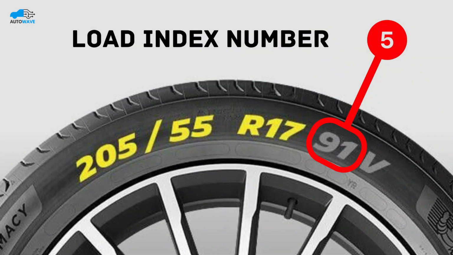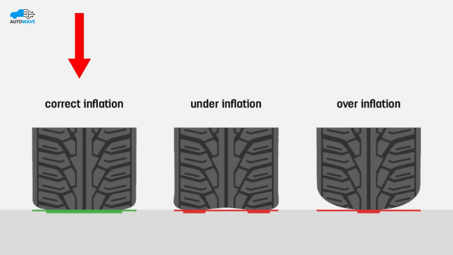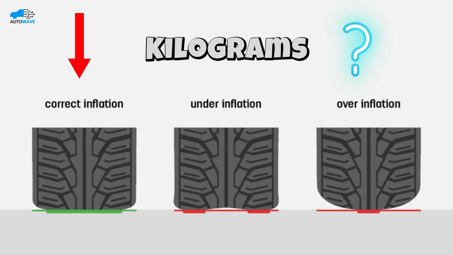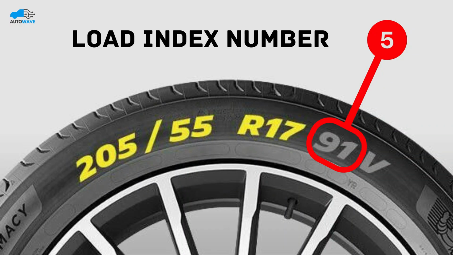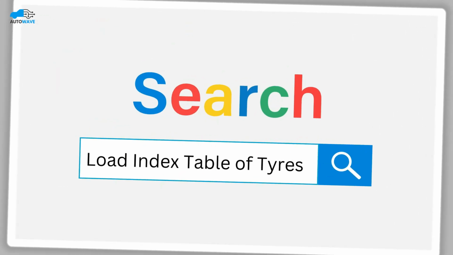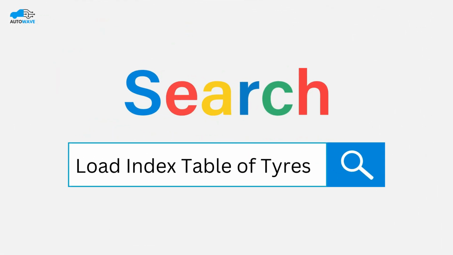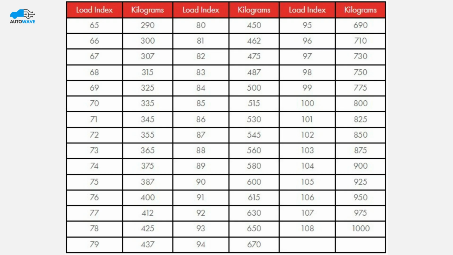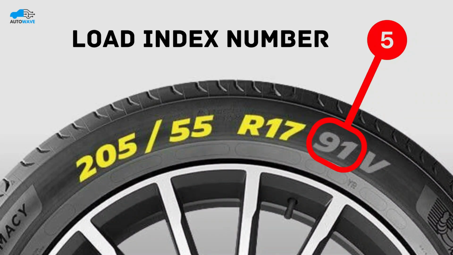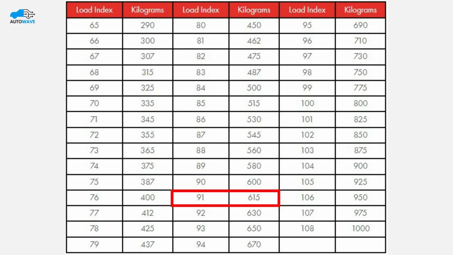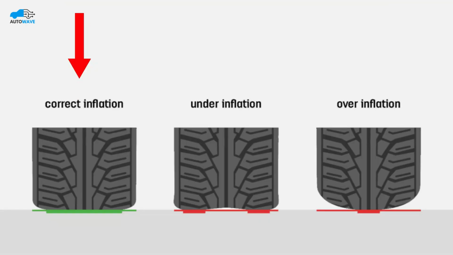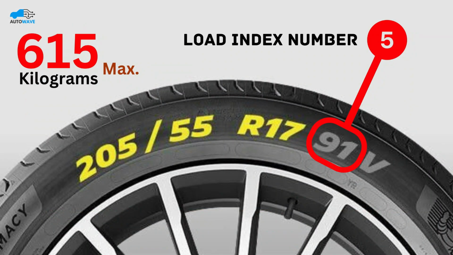The fifth number on a tire is the load index. The load index tells us the maximum weight the tire can carry in kilograms when it is properly inflated. The load index is basically a numerical code, and to understand it, we need the load index table. Simply search on Google for load index table of tires, and the table will appear. For example, the load index of this tire is 91. According to the table, 91 means 615 kilograms. This means that when the tire is fully inflated, it can carry a maximum weight of 615 kilograms.